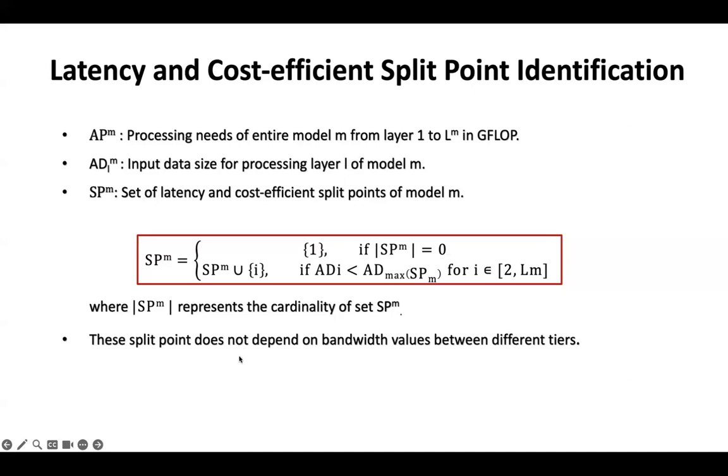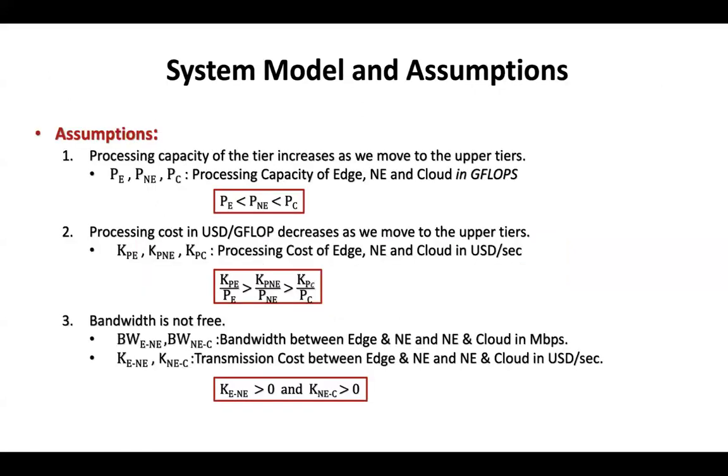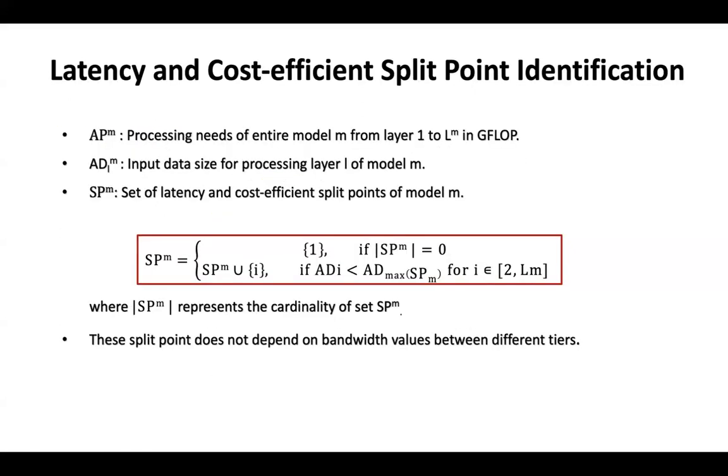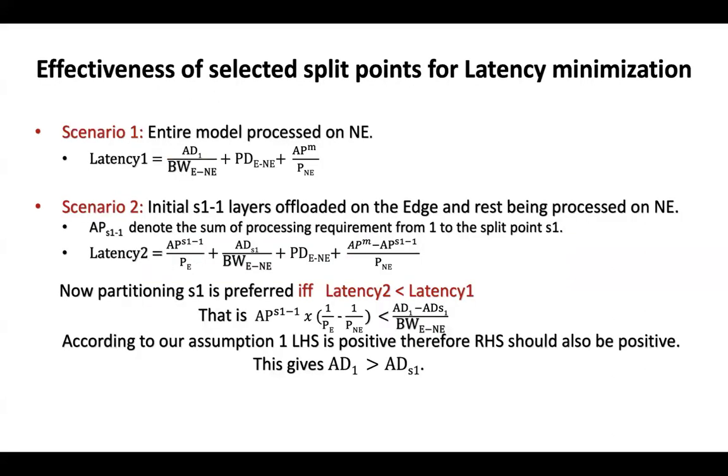So these split points that we get using this formula will not depend on any bandwidth values between the tiers, and they will also be independent of infrastructures. The only thing required is that they follow these three assumptions. In that case, these will be the only split points that can ever help you get a latency or cost improvement. Now I'll prove why these are the only possible split points. First we will prove the effectiveness of these selected split points for latency minimization.